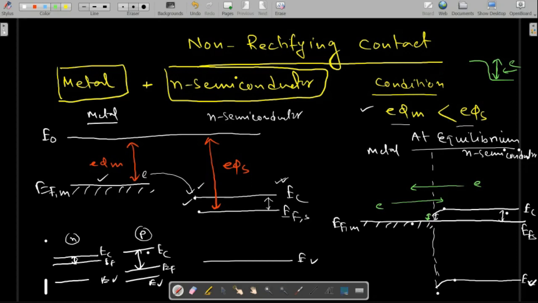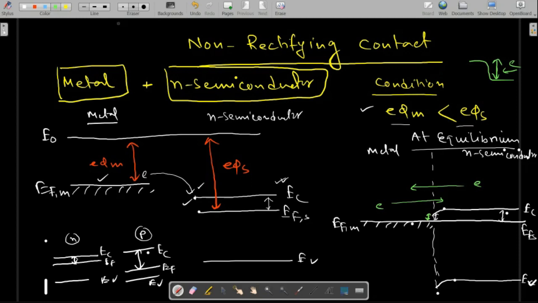Which is negligible. That indicates the carriers can easily travel in both directions, from metal to semiconductor side or semiconductor to metal side, freely without facing any barrier. That's why this type of contact is called a non-rectifying contact, because there is no such barrier, no unwanted voltage drop, no barrier height. So this VI characteristic should be linear or ohmic in nature.